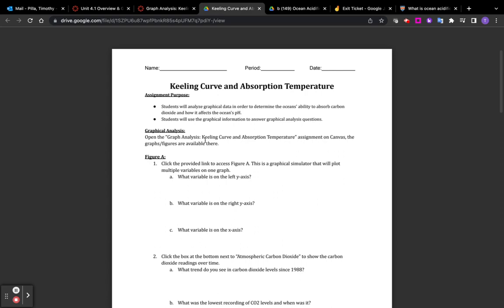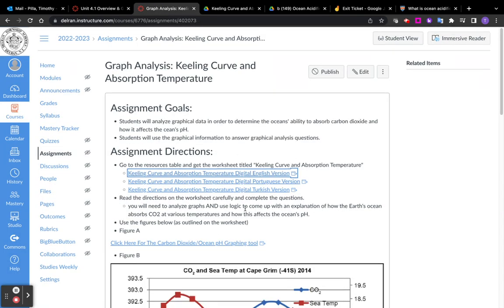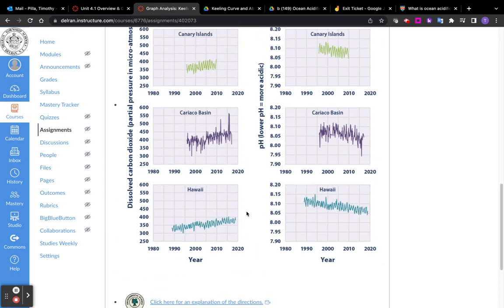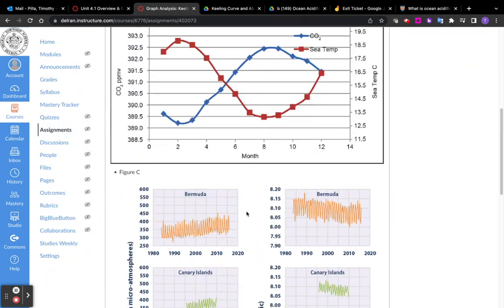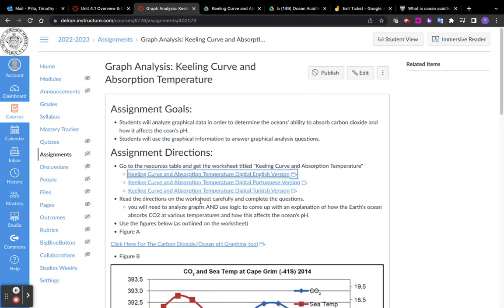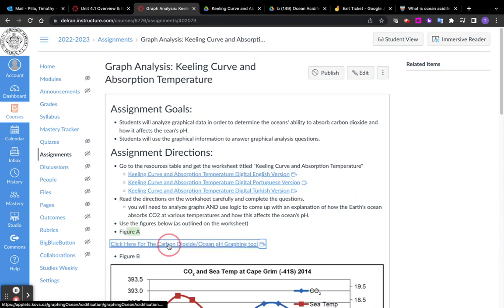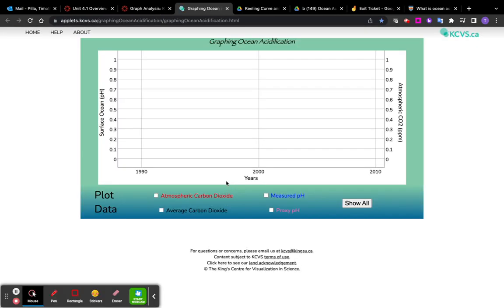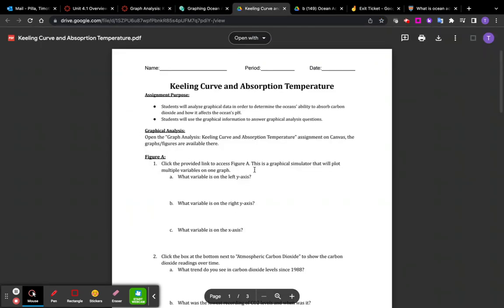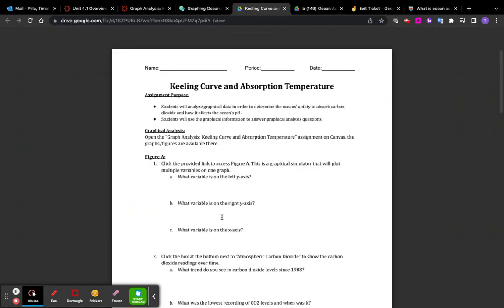What it tells you to do is to open up this assignment, because obviously we've been doing this a lot. It's better in colored images and we can save paper by not having to print these things out. The first graph, figure A, you have to click this link and it will take us here. Now, if you look at the directions, it tells you to answer what's on the X and what's on the Y.